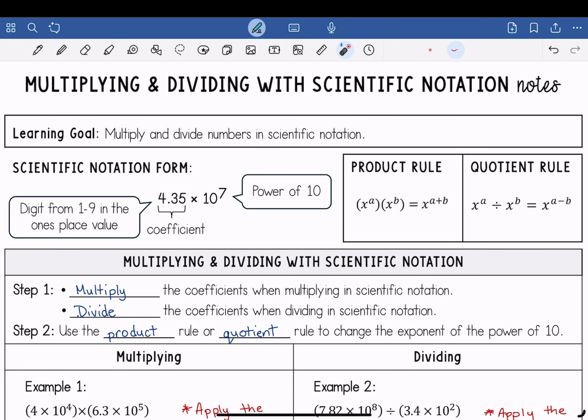Multiplying and dividing with scientific notation. The learning goal is to learn how to multiply and divide numbers when they're in scientific notation. Let's review scientific notation form.